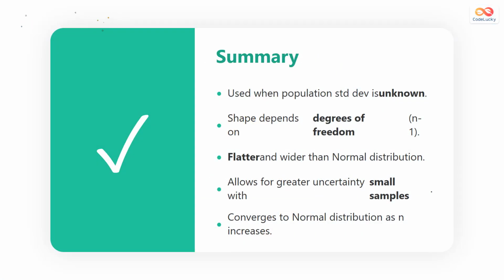To summarize, use the t-distribution when the population's standard deviation is unknown. Remember that its shape is controlled by the degrees of freedom, which is n-1. It is flatter with heavier tails to account for uncertainty in small samples, and it eventually looks just like a normal distribution as your sample size grows.